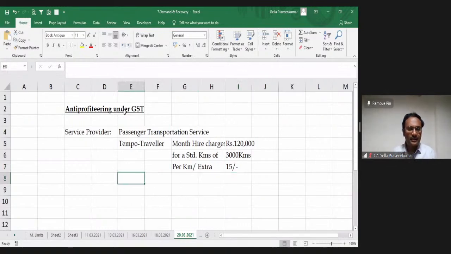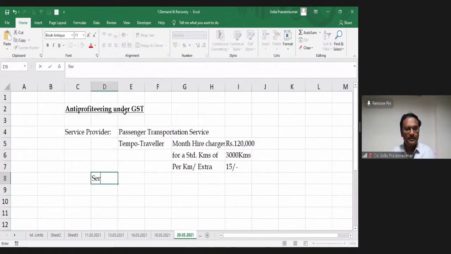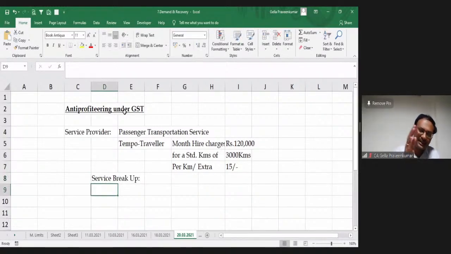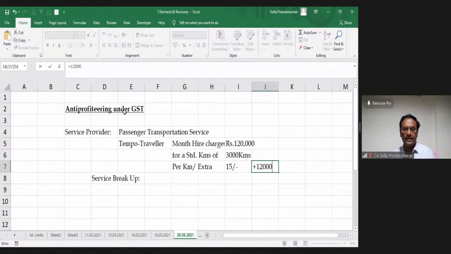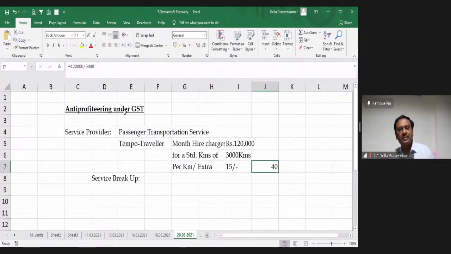Now, when I ask for the service breakup, the service provider says, this is my standard rate card. I don't have anything beyond this. This is what they say. Now, if I see what is the cost per kilometer, 1,20,000 is what I'm paying for 3,000 kilometers. I'm paying say 40 rupees per kilometer. This is the standard price which I'm paying to the service provider, right?